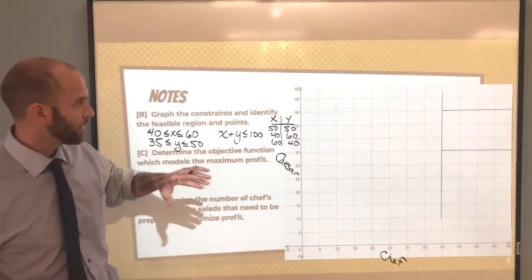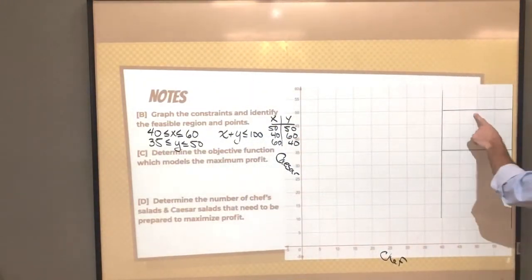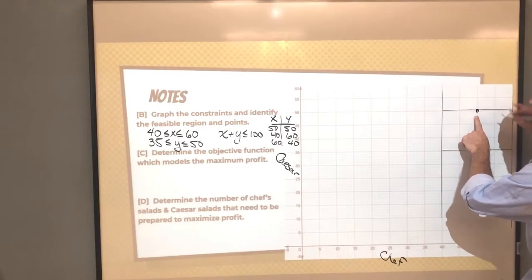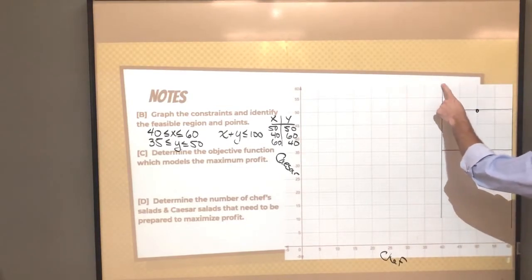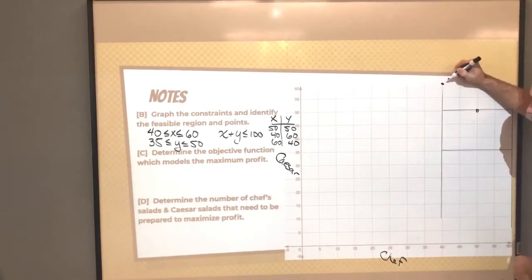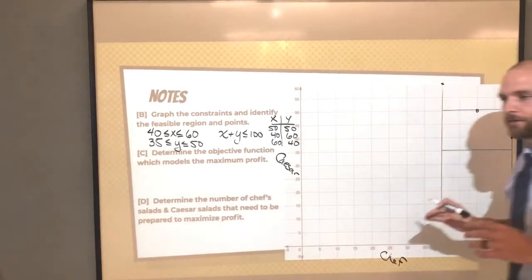So I'm going to go ahead and plot them. So 50-50 lands right here. 40-60, 40 on my x-axis and 60 on my y-axis right up here. And then 60-40, 60 and there's 35, there's 40. So we see a straight line formed between these 3 points. We can go ahead and graph the line through there.